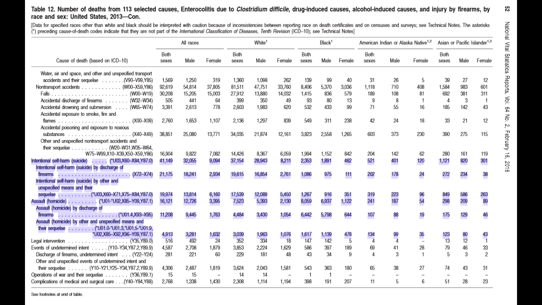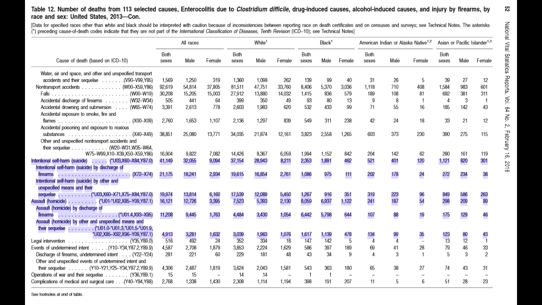Now, just for the sake of showing the CDC stats and verifying that they are correct, here's the table that they are referencing from the 2013 study. It shows that there are 21,175 intentional self-harm suicides by discharge of firearms. I think it's important to note that attempted suicide or intentional self-harm by other and unspecified means is 19,974. It's not that much less. And then the assault homicide by discharge of firearms is 11,208.